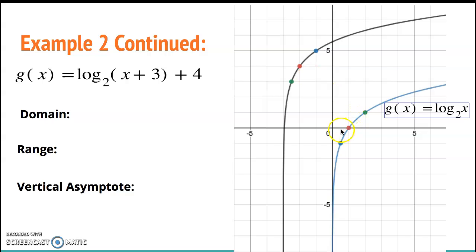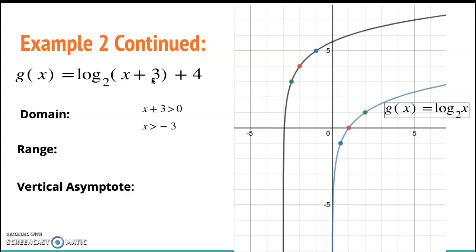And we can do that same thing for the ordered pair (2, 1) on our parent function. If we move left 3 and up 4, then we get the ordered pair (-1, 5) on our new function. And you can do the same thing for the ordered pair (1/2, -1). So the domain we can find in 2 ways here. We can take the x plus 3, since based on the definition of a logarithmic function, what sits in here has to be greater than 0.